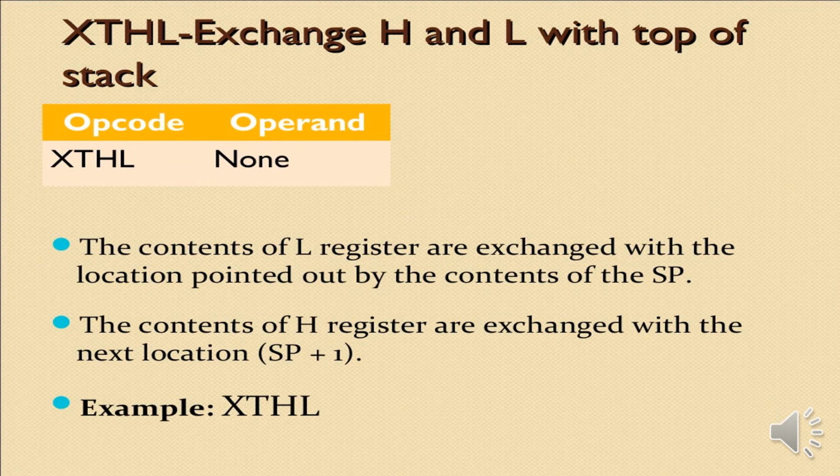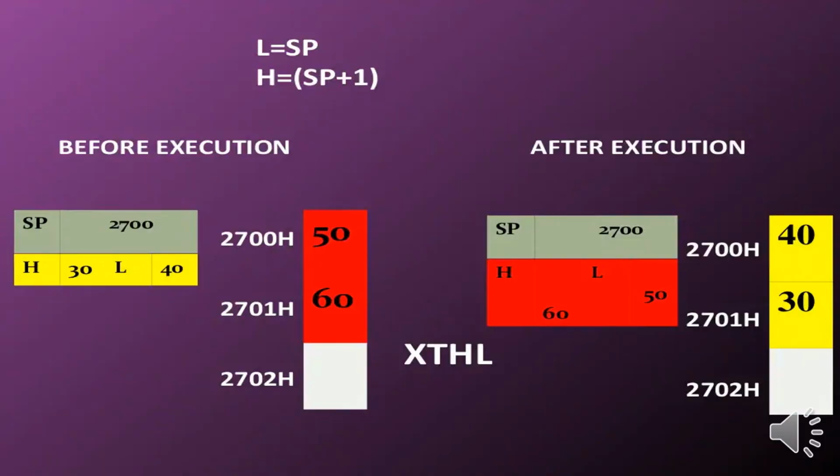So the content of L register is exchanged with the location pointed by the content of SP. The content of H register is exchanged with the next location, SP plus 1. So the next location content is copied into the HL register pair. Example, XTHL. So XTHL before the execution and after the execution.